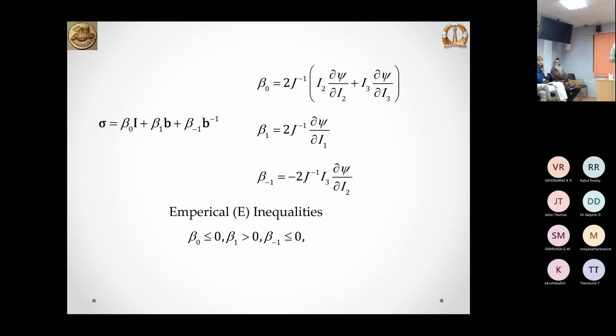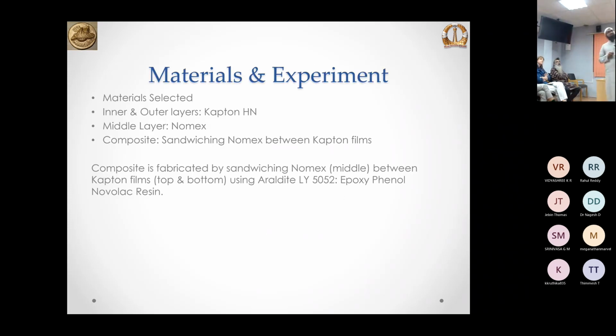And these are inequalities, so Karush-Kuhn-Tucker conditions optimization has to be used. So what are the materials I used here? For the inner and the outer layers, I used Kapton HN. What is Kapton HN? I'll be telling more in the coming slides. For the middle layer, I used Nomex, and I have also fabricated a composite out of these by sandwiching the Nomex in the middle, Kapton in the top and bottom. So three materials I'm testing and giving the constitutive laws for.